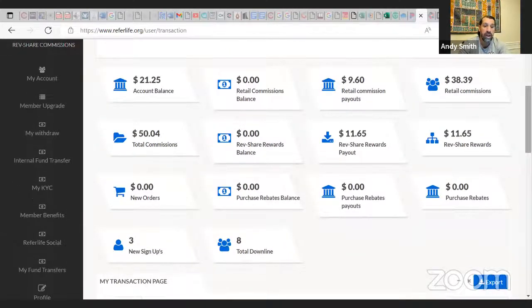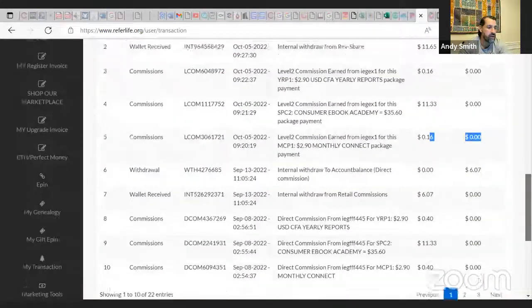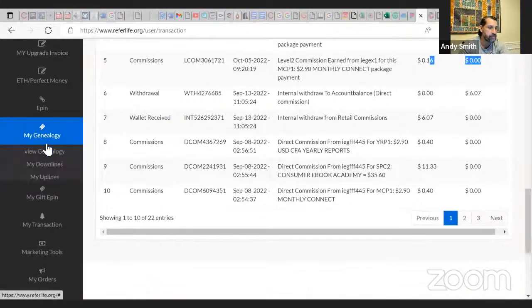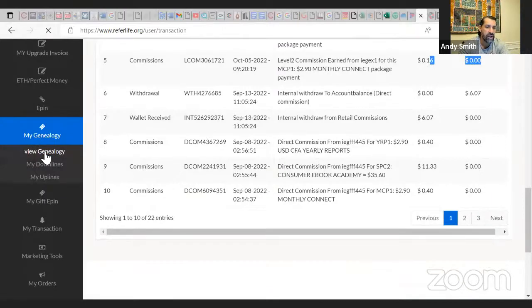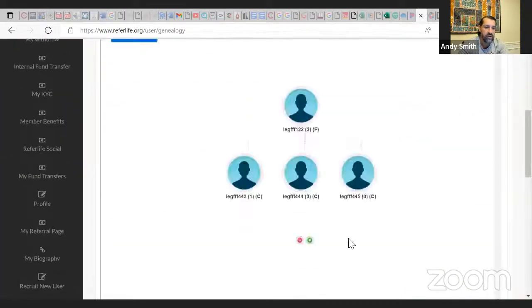So now we look at Kareem. We're at Kareem, and what I want to do is look at his genealogy, because he has someone that wants to be part of his group. So let me see. I'm going to look here. Kareem. I'm going to look. Oh, wait, what am I doing?